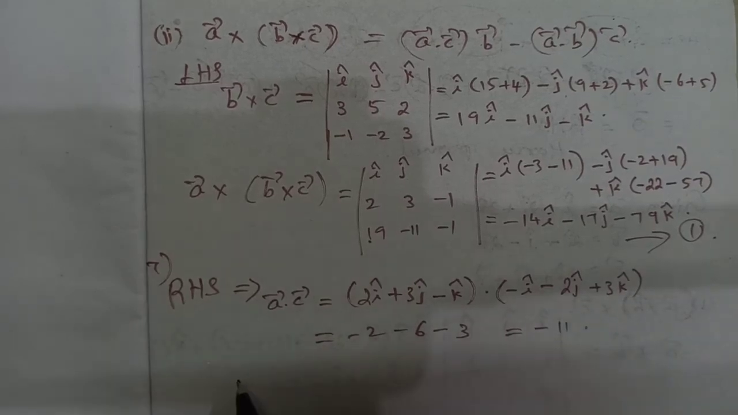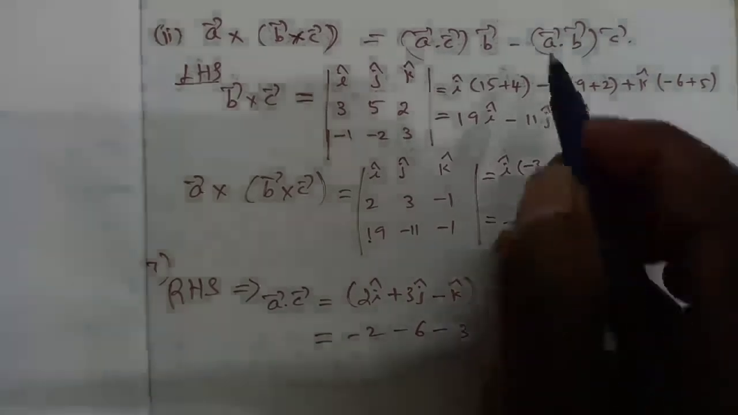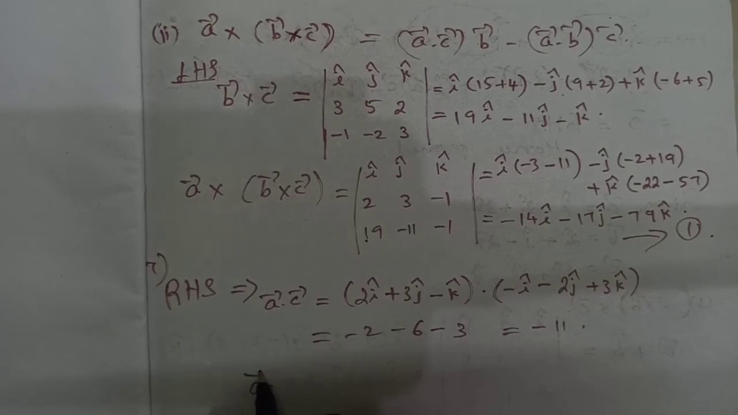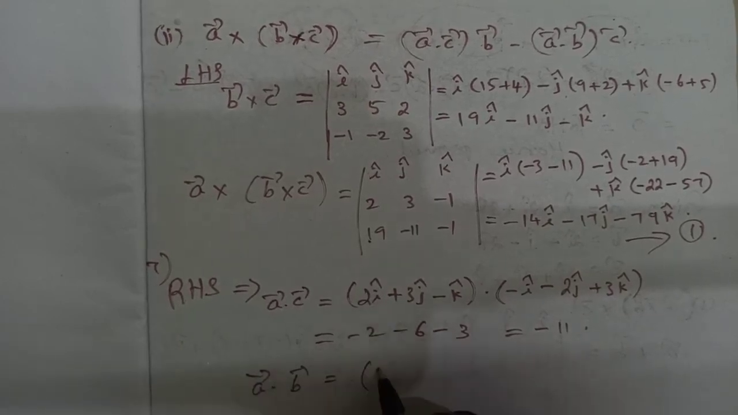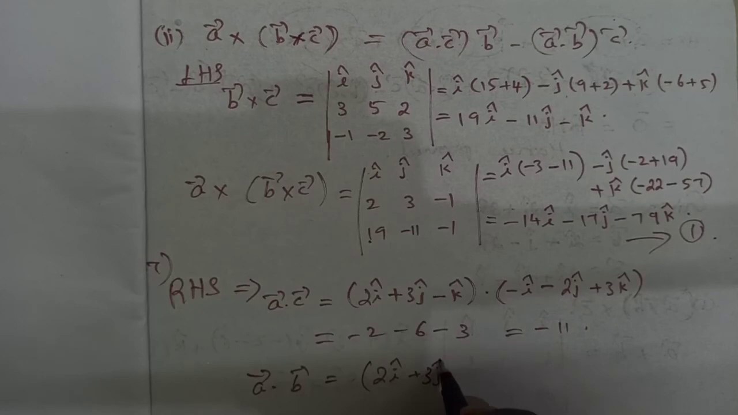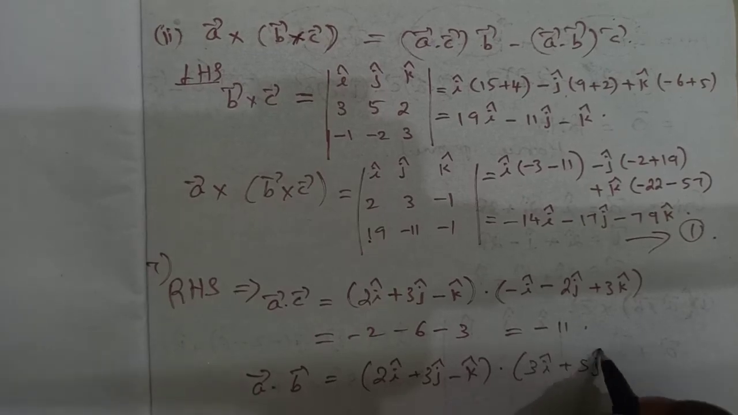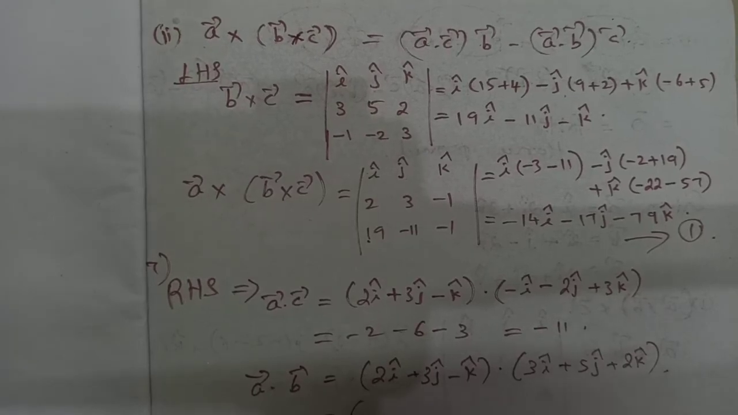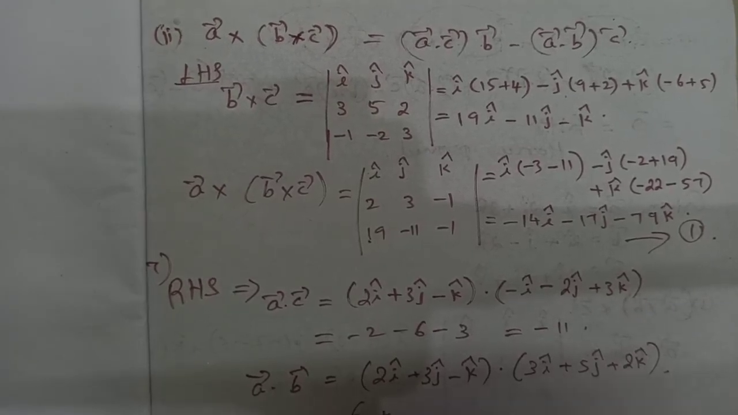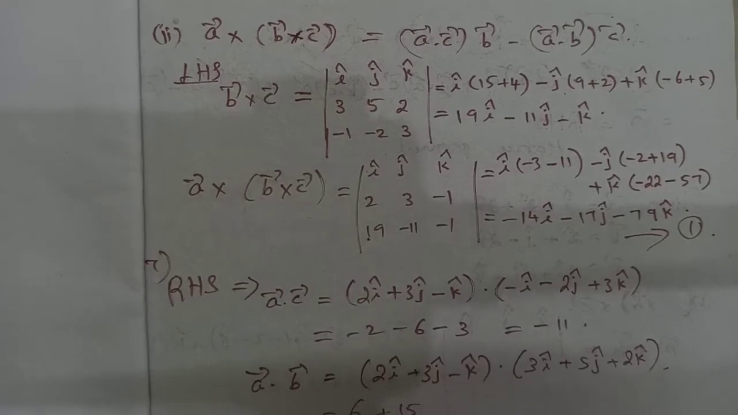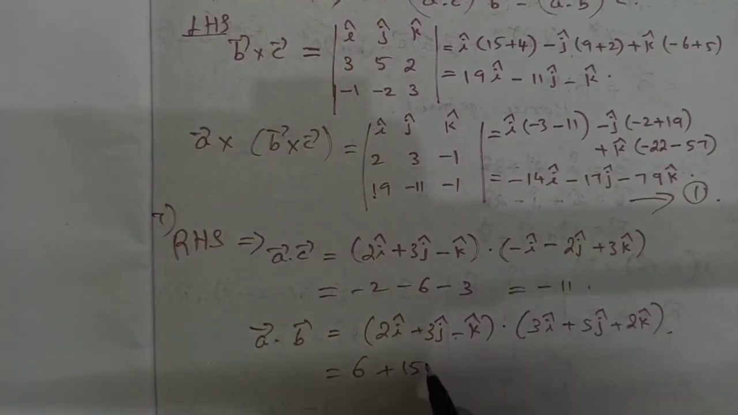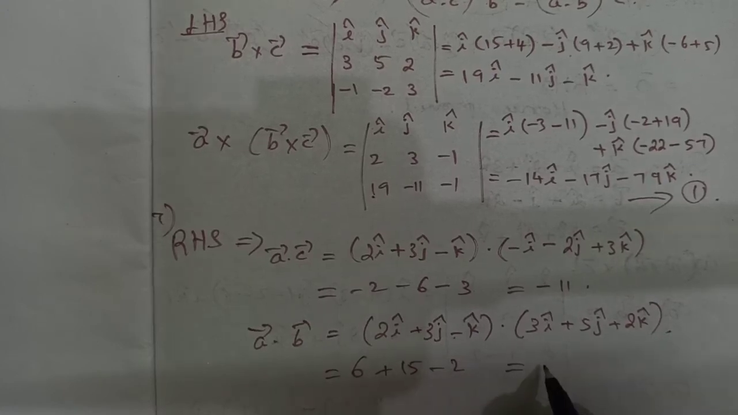Next we have to find A dot B. A vector dot B vector, which is again A vector, 2 i cap plus 3 j cap minus k cap, dot B vector, which is 3 i cap plus 5 j cap plus 2 k cap. Next the product: 2 threes are 6, 3 fives are 15, plus 15. Next minus 1 into 2 is minus 2. Here 21 minus 2 is 19, so plus 19.